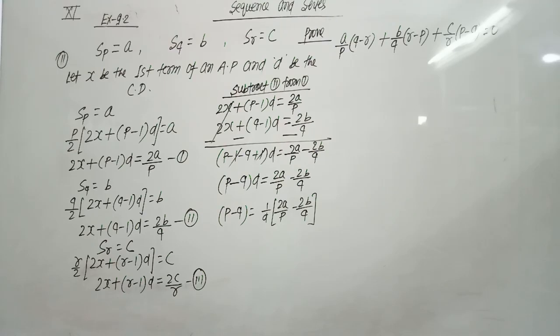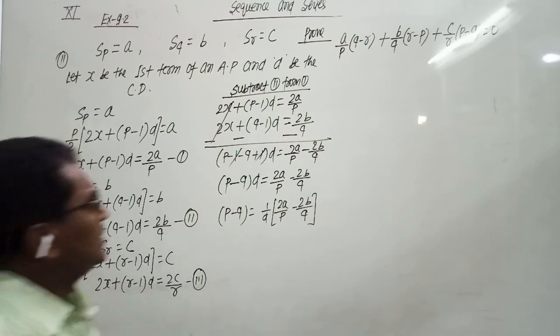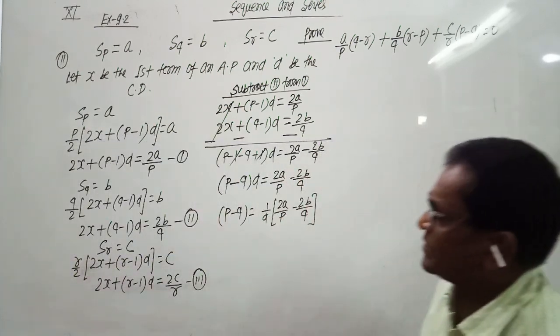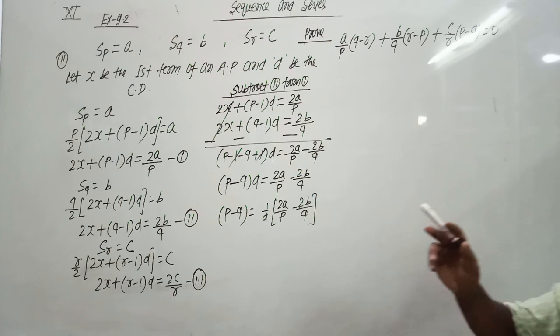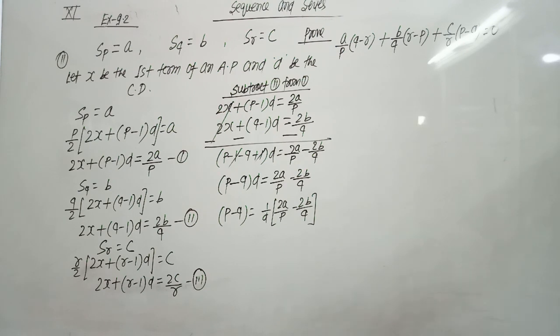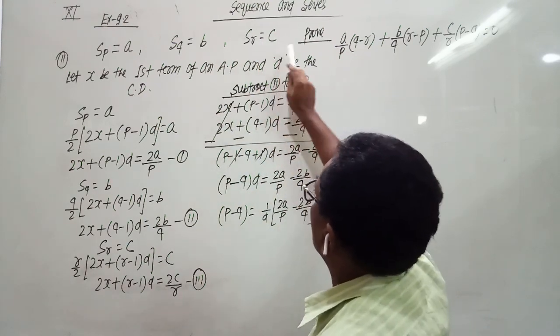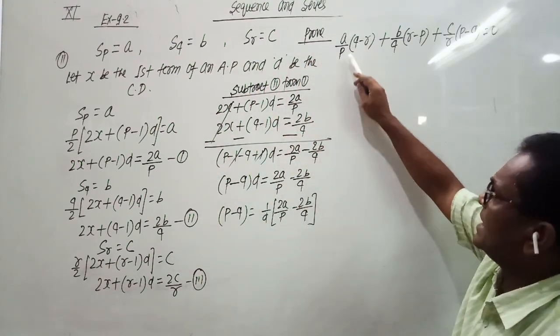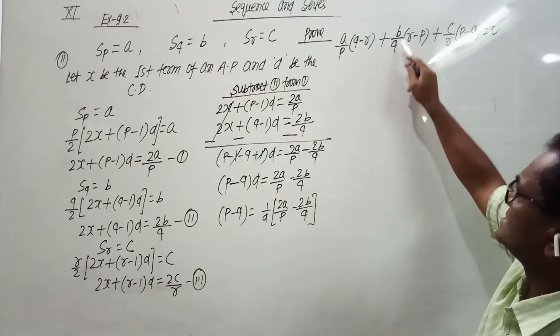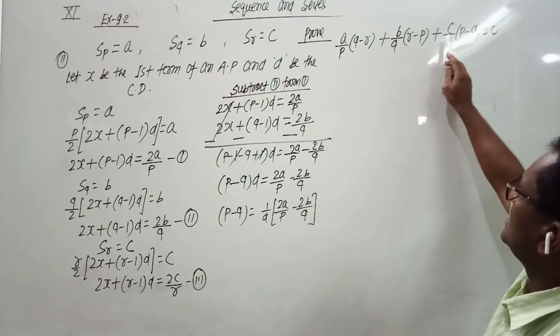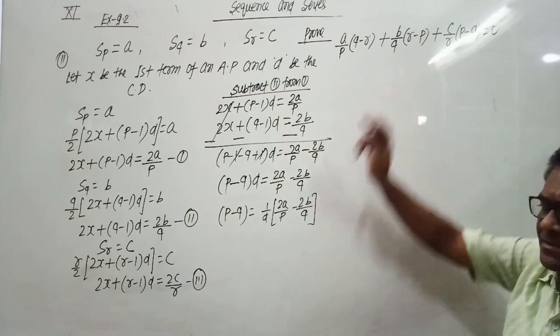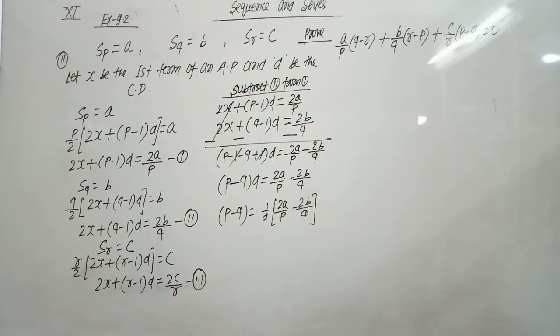We continue the exercise 9.2 and we are doing question number 11. In question number 11 it was given that the sum of p terms is A, the sum of q terms is B, the sum of r terms is C. Then prove that A/p (q - r) + B/q (r - p) + C/r (p - q) = 0.